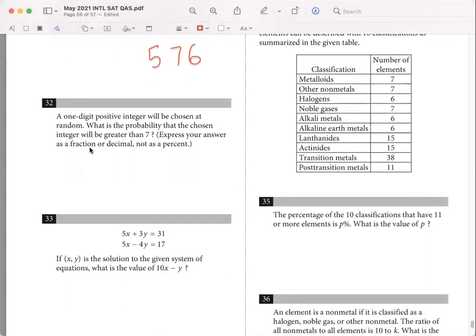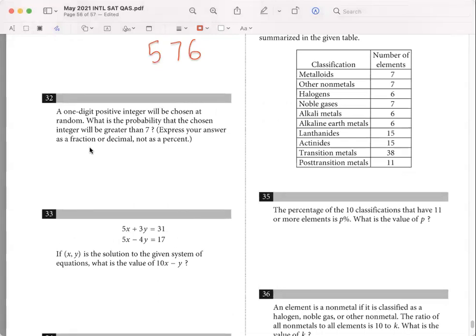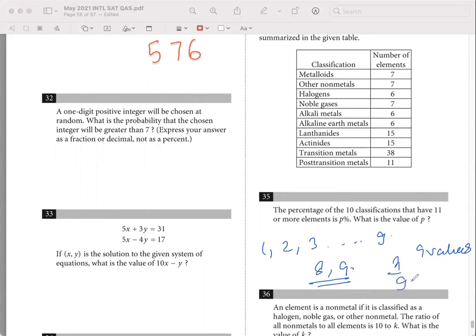A one-digit positive integer will be chosen at random. What is the probability that the chosen integer will be greater than 7? So one-digit positive integer means anything from 1 to 9. So I'm taking a total of 9 values, right? And greater than 7 would be 8 or 9. Those are greater than 7. So 2 values out of 9. So 2 by 9 is my probability.